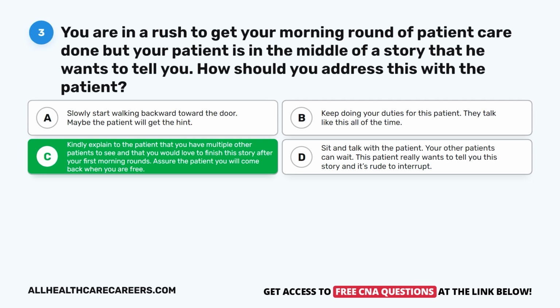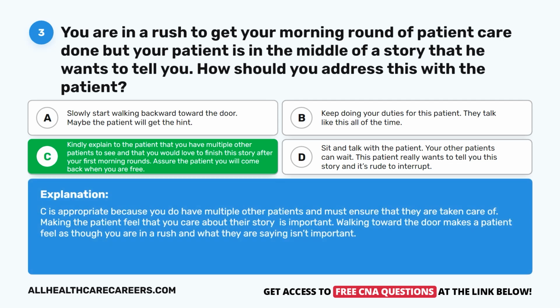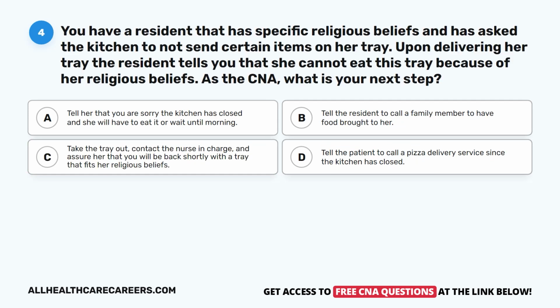Kindly explain to the patient that you have multiple other patients to see and that you would love to finish this story after your first morning rounds. Assure the patient you will come back when you are free. C is appropriate because you do have multiple other patients and must ensure that they are taken care of. Making the patient feel that you care about their story is important. Walking toward the door makes a patient feel as though you are in a rush and what they are saying isn't important.